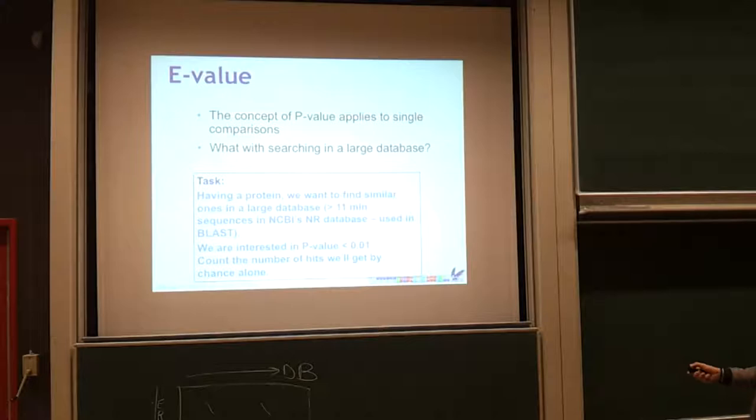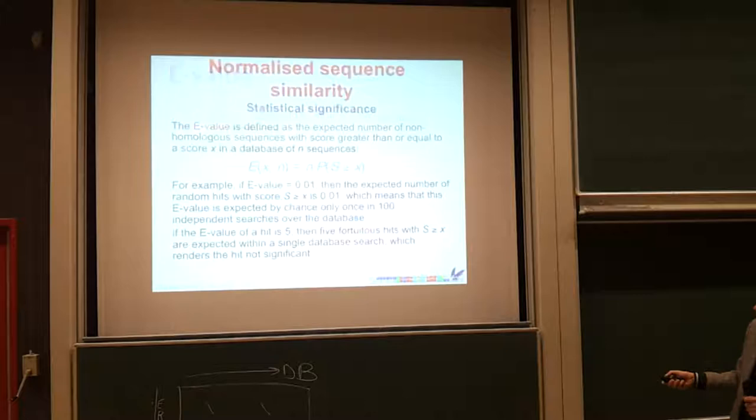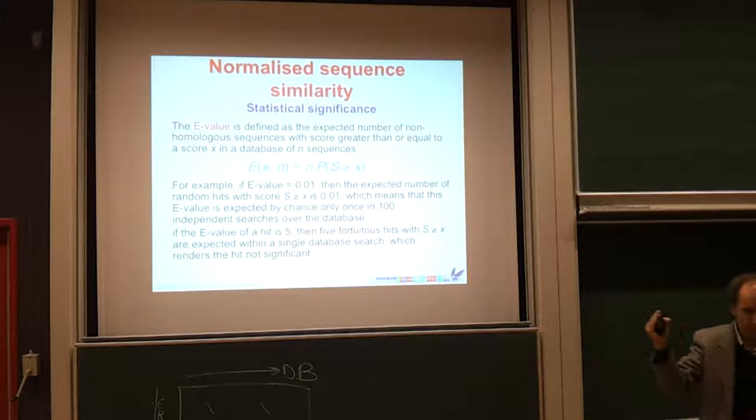Why do we bother again? We have a protein, we want to find similar proteins in a large database, and at the moment it's over 11 million sequences in the NCBI non-redundant database, the database that BLAST is using. And of course we would like good hits with low P or E values. How does an E value relate to a P value? The E value is really the number of random sequences, or unrelated sequences if you like, in the database that score at least as good as the database sequence you're interested in.